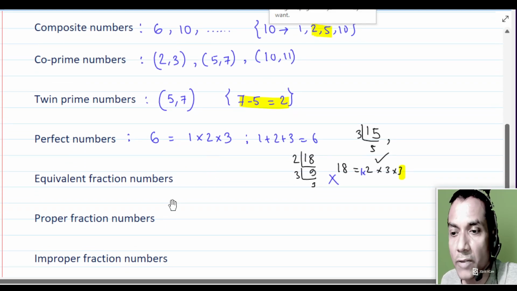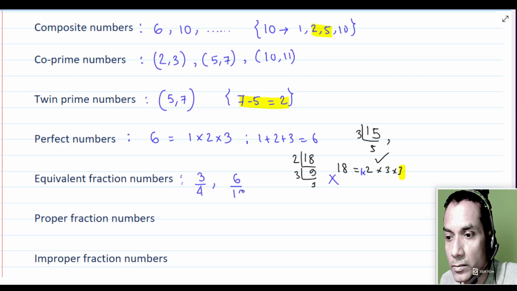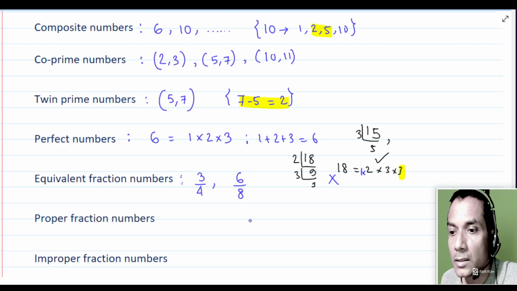Next is the equivalent fraction. So what are equivalent fractions? Equivalent fractions are fractions that have the same value. For example, if I told you 3 by 4, this fraction is equivalent to 6 by 8, when we multiply both numerator and denominator by 2. So 6 by 8 is equivalent to 3 by 4. Why? Because the fraction value is the same. We can get n number of equivalent fractions of any number.